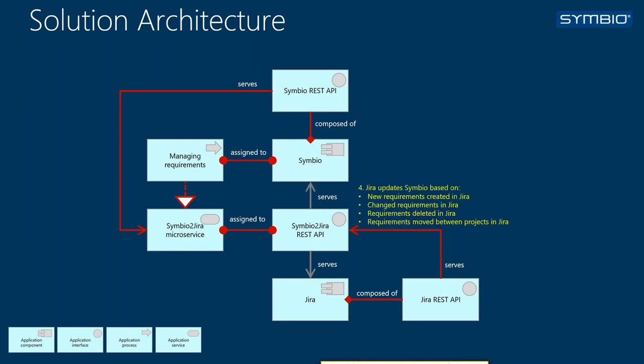When any change happens in Jira, for instance, a new requirement is created in Jira, or a requirement is changed in Jira, or a requirement is deleted in Jira, or a requirement is moved between projects in Jira, all of that is managed by this Symbio to Jira microservice, keeping the two worlds synchronized. So you always have this trusted environment, which is, I think, fantastic. And my hats off to the development team who actually did this. I think they've done a fantastic job.